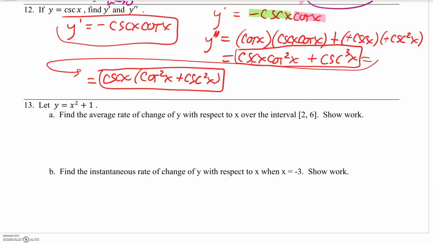All right, number 13. We're going for average rate of change. As soon as you hear that, you're thinking slope of the secant line.